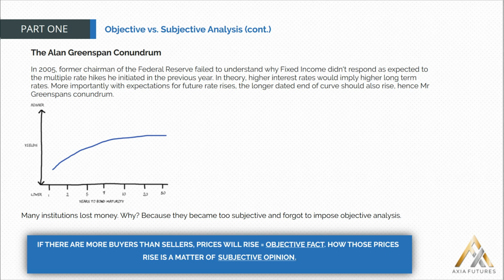So, many institutions lost money. Why? Very simple. They became too subjective and forgot to impose their objective analysis. If you do this, you are going to land in trouble. Yes, of course, time and time again, you may get away with being very subjective. But remember, this is a long-term game. Get it right from the start. Be objective in your approach, objective in your analysis, objective in your execution. Use subjectivity to develop your strategies and develop your edge.